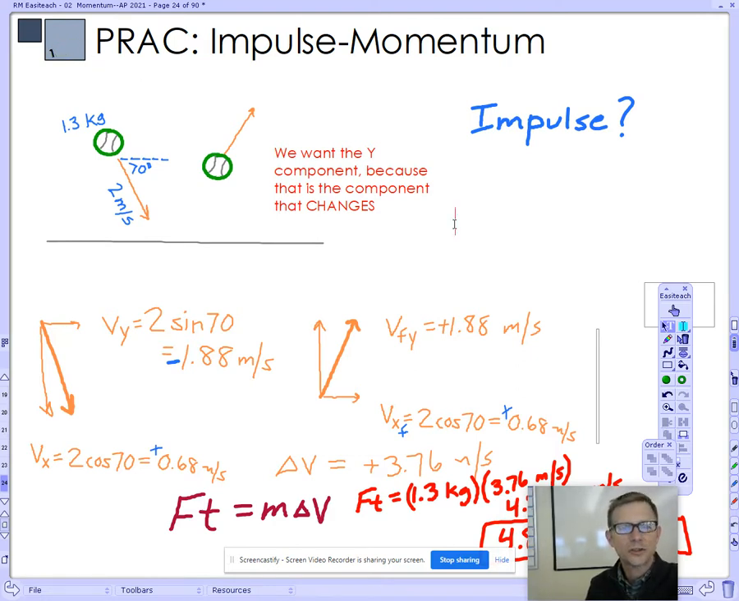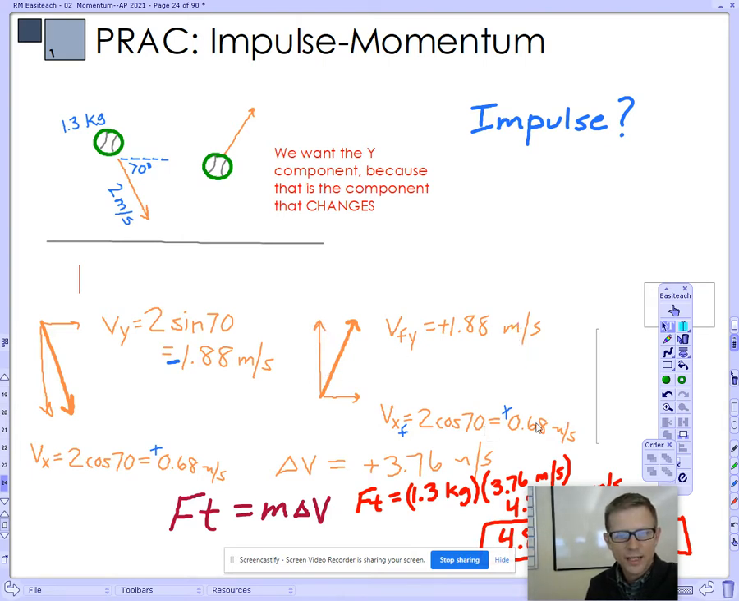Momentum is a vector, so it can be broken down into horizontal and vertical components. So my y component is 2 times the sine of 70 to get this piece literally right here, this vertical piece right here. 2 times the sine of 70, which is -1.88, negative because it's down. On the other hand, my final y velocity component is 1.88, and that's positive.